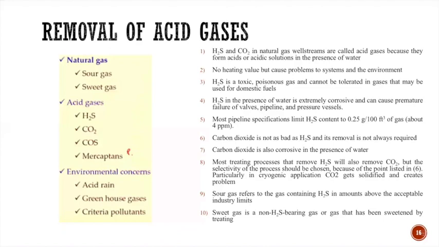I said that the selectivity of the process should be chosen, because whether you want to remove CO2 or not depends on the selectivity of the process. So particularly see for cryogenic application, if you want to freeze your natural gas, then along with natural gas, CO2 will also get solidified and create problems. Therefore, in those cases, CO2 must be removed.